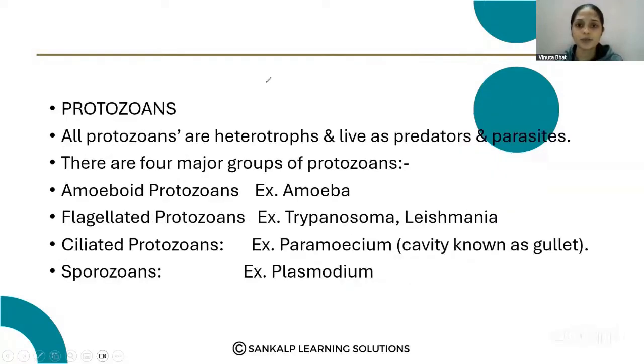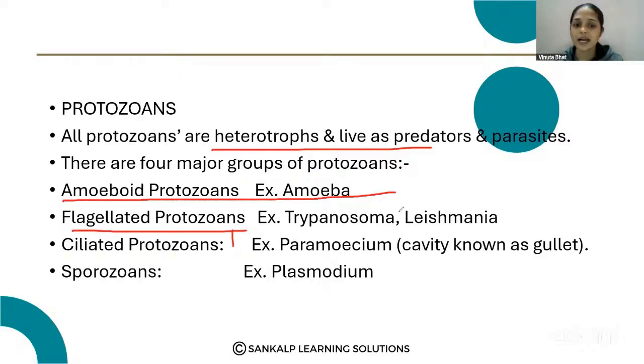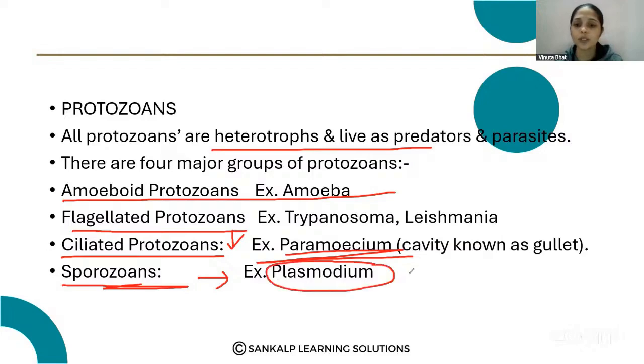Then the protozoans are heterotrophs. Protozoans have four major groups. Amoeboid protozoans, example amoeba. Flagellated protozoans, which have flagella: Trypanosoma, Leishmania. Ciliated protozoans, which have cilia as the locomotory organ: Paramecium. And the sporozoans, which have an infectious spore stage in their life cycle: Plasmodium vivax, which causes malaria.